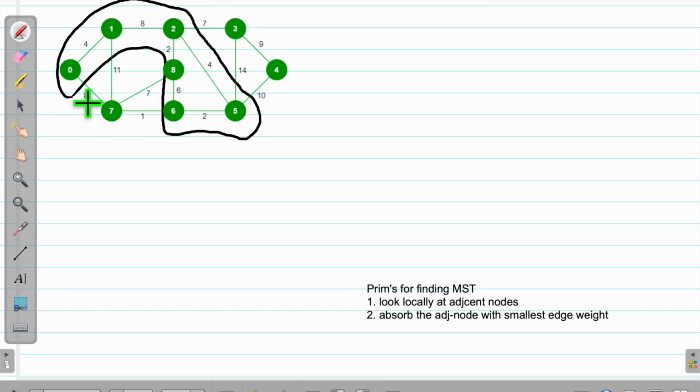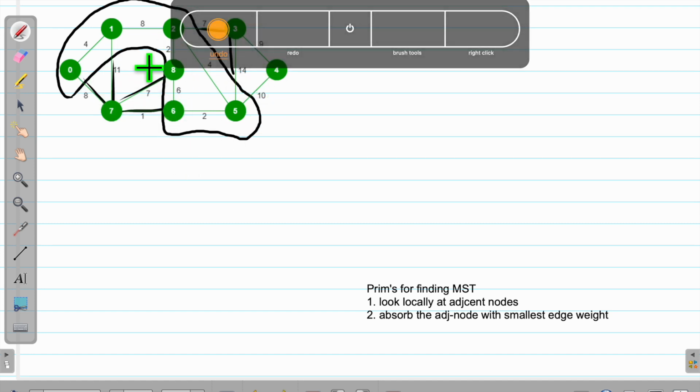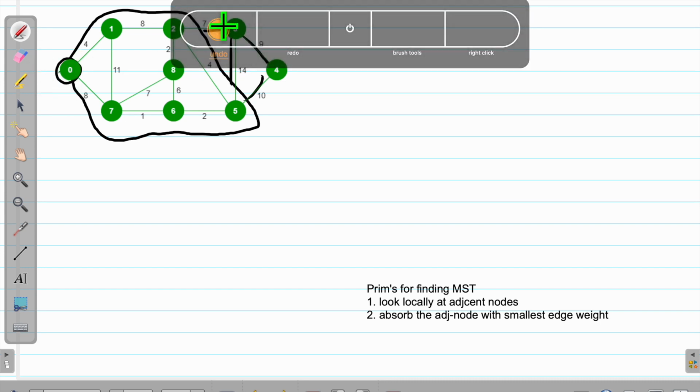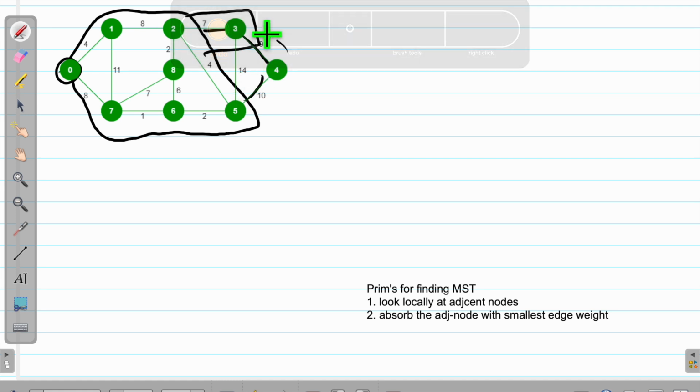What's next? We look at the lines connecting to this monster. It will be this line, this line, this line, this line, this line, this line, and this line. This one is the smallest, so we will absorb this 7. What's next? Well, we look at these 4 lines. In this case, this is the smallest one. Then we will absorb this one. And then lastly, we absorb this one.